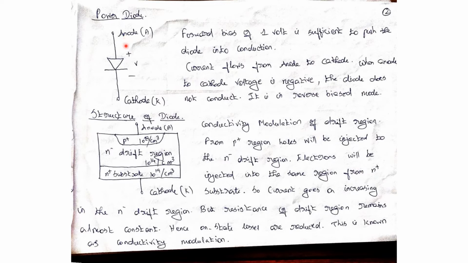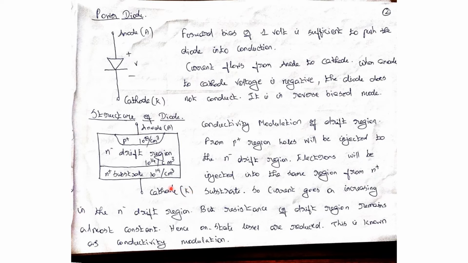When the anode to cathode voltage is negative, the diode does not conduct. It is said to be in reverse biased mode. So in reverse biased mode, it does not conduct. This is the structure of the diode. Here is the cross sectional figure of the diode. In that we have the N plus substrate, P plus substrate, and N minus drift region. Anode is connected at this point, cathode at this point.